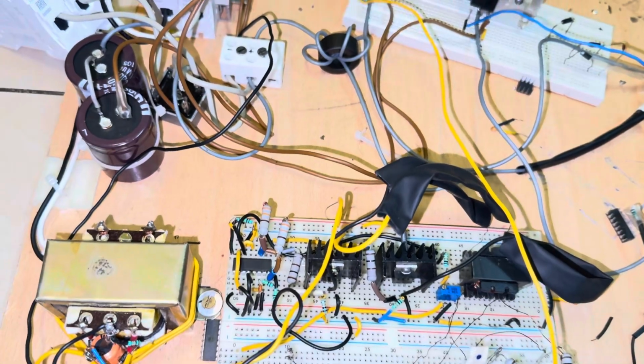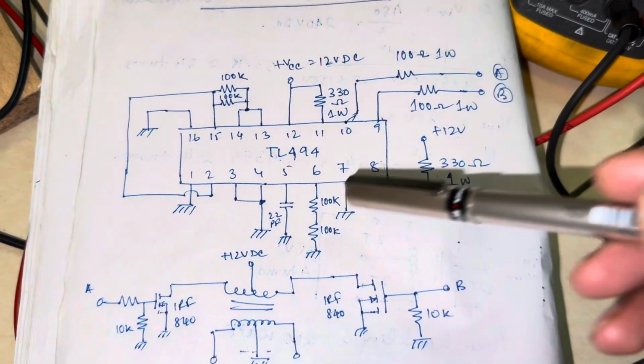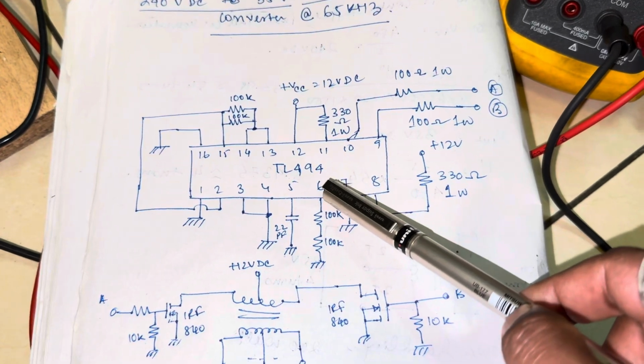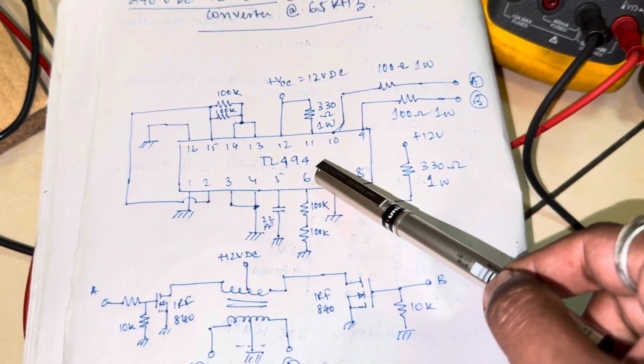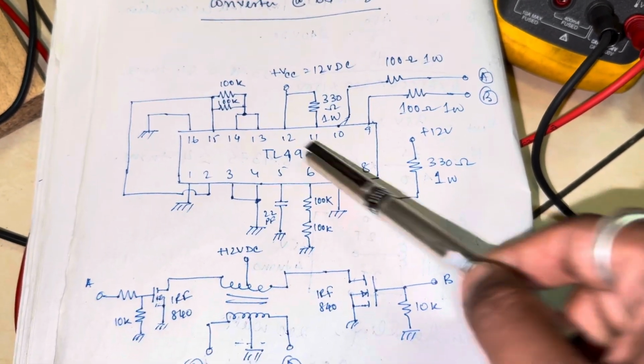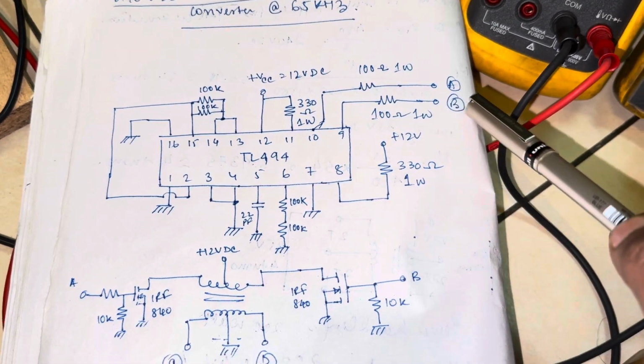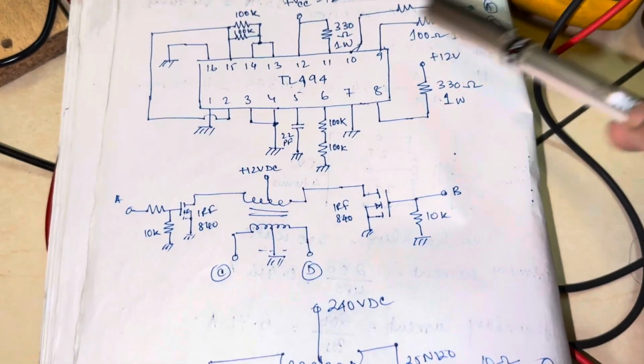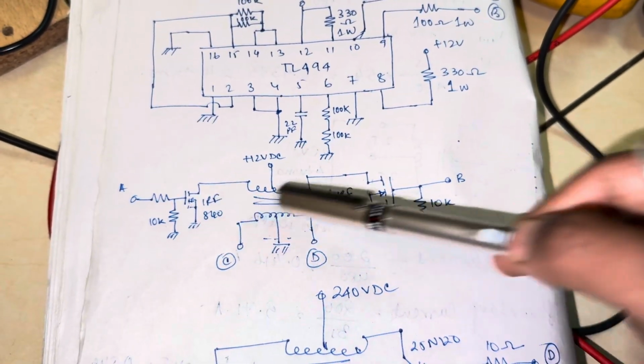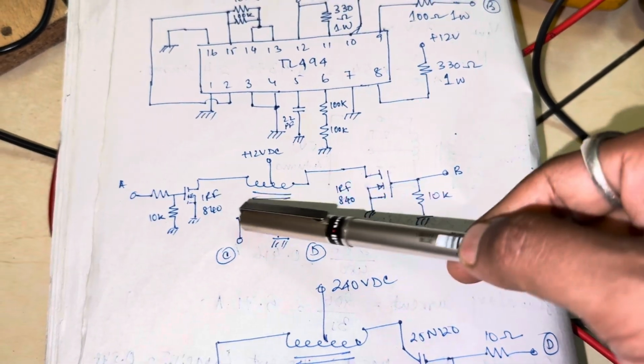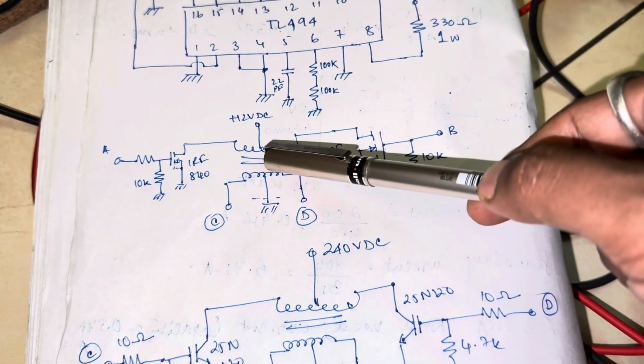So let us discuss the circuit diagram. As you can see here, this is the circuit diagram. This is the TL494. The circuit is operating at a frequency of 65 kilohertz. You can see these are the two emitter outputs. These outputs are fed to the IRF840 MOSFETs. And here you can see this is the pulse transformer.